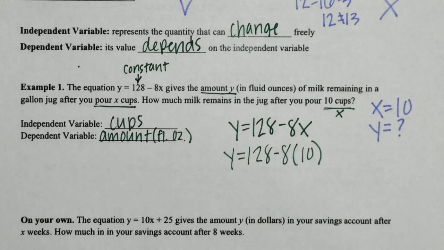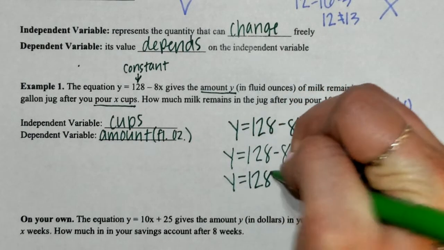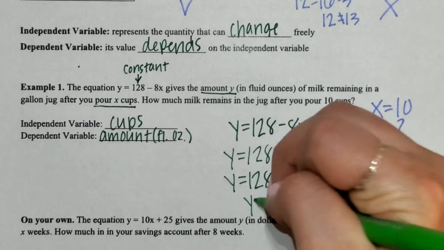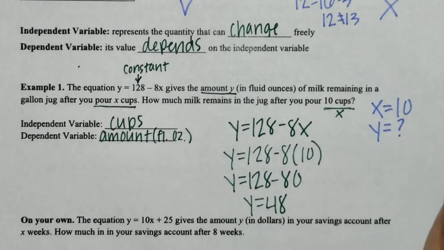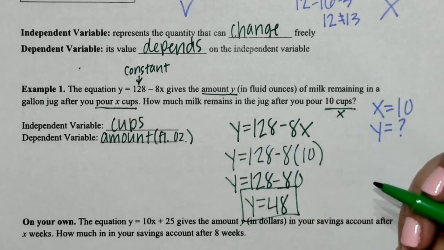What is 8 times 10? 80. So we would have y equals 128 minus 80. What is 128 minus 80? 48. So we have y equals 48. So that means that when we pour 10 cups out of a jug, we will have 48 fluid ounces left. That is what this 48 means.